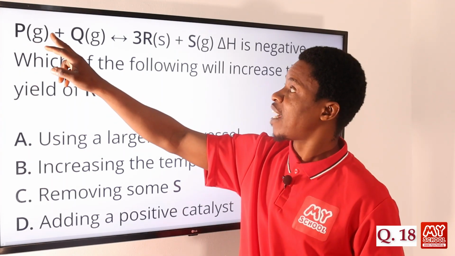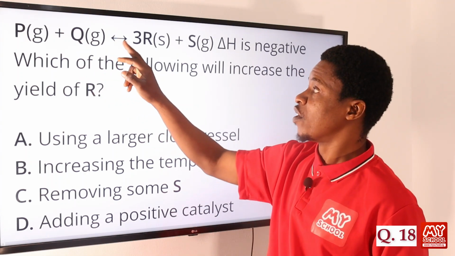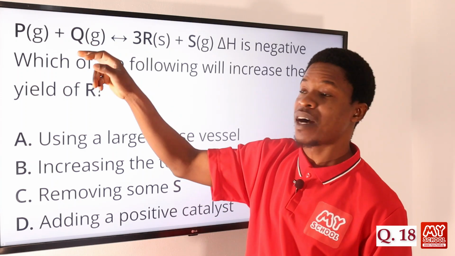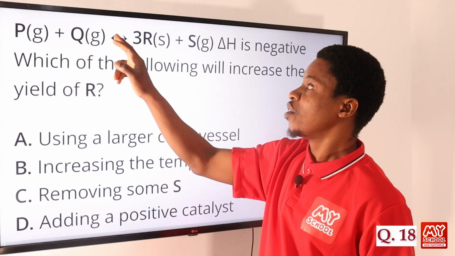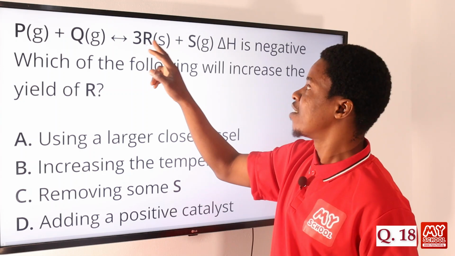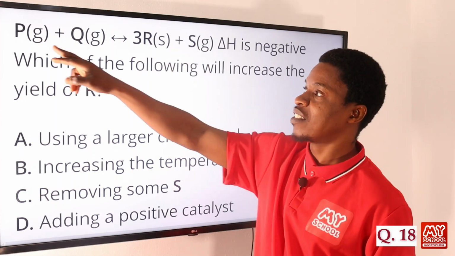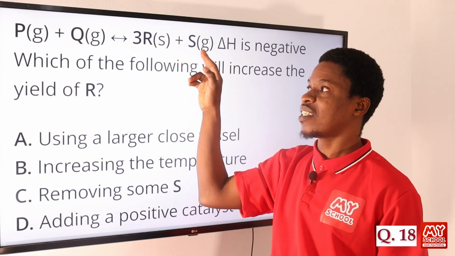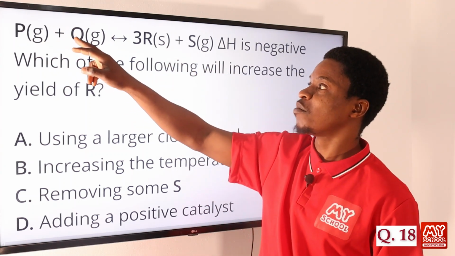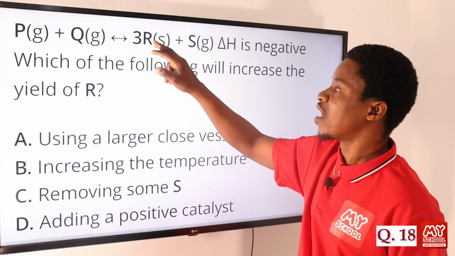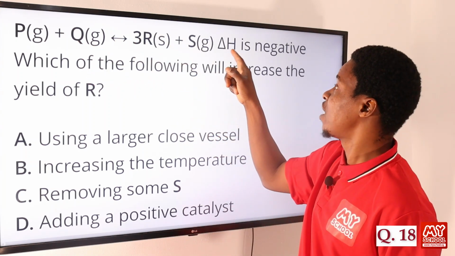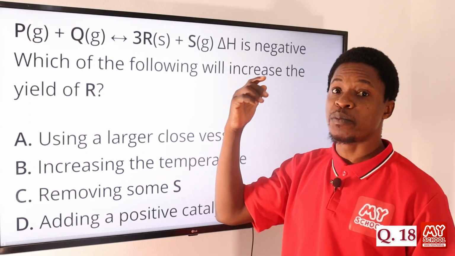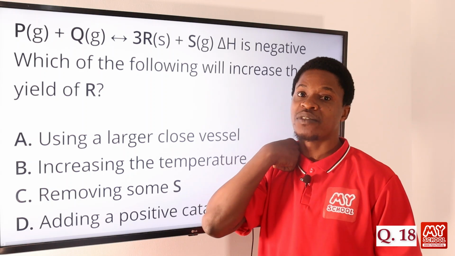This is P reacting with Q. You see this is a reversible reaction, so it can go forward or backward. P reacts with Q to give us 3R plus S. We have this in gaseous state, solid state, and then gaseous state here. Then we have delta H negative. That is very important. It means the change in enthalpy is negative.